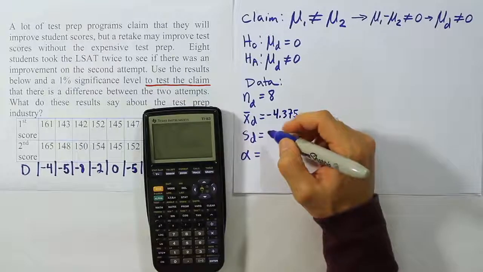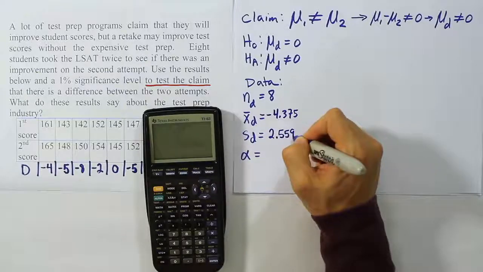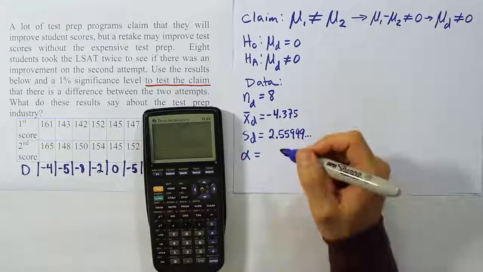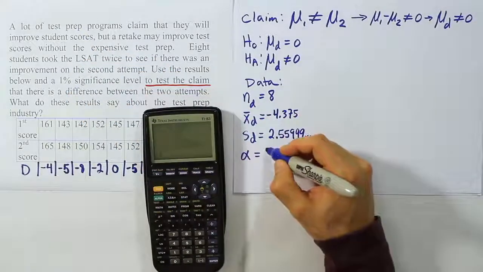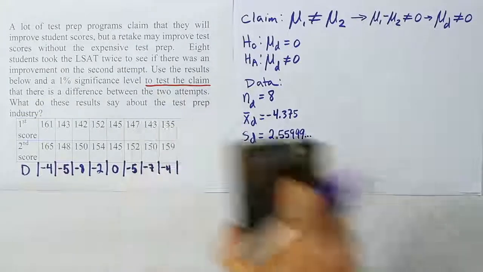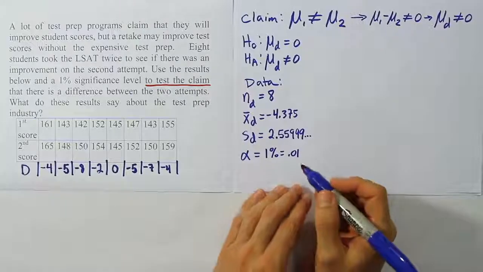-4.375, and the standard deviation is 2.5599 dot, dot, dot, right? And then alpha in the problem is 1%. So I'll go ahead and write that as 1% or 0.01. Okay, now from here, let's go ahead and plug this into our test stat formula.